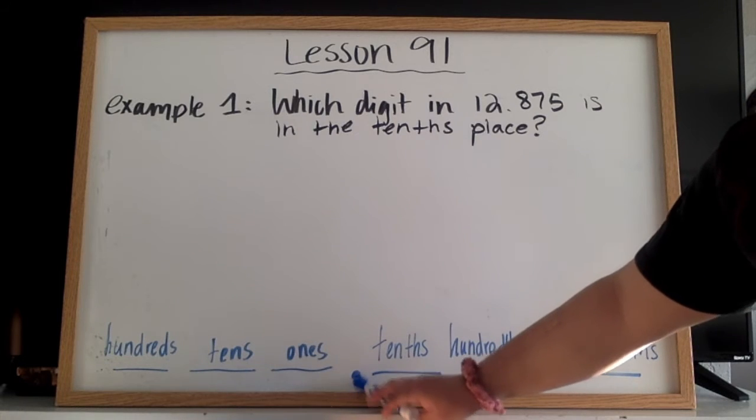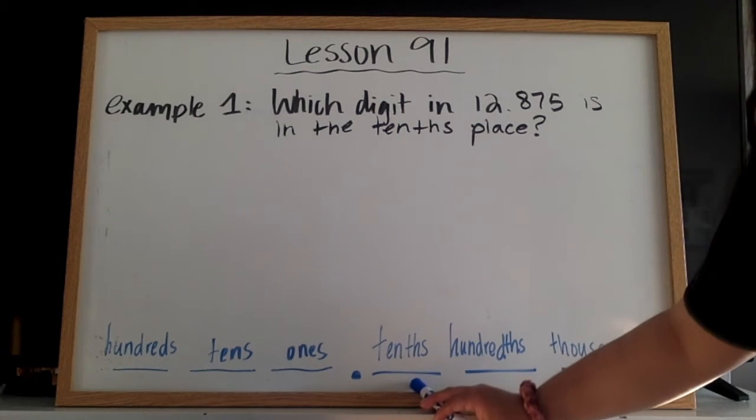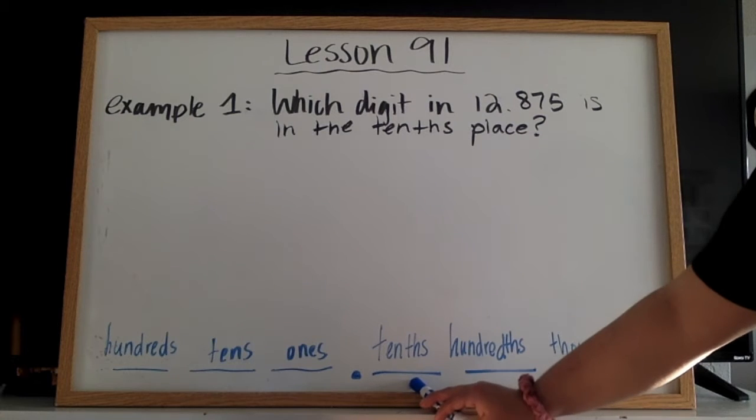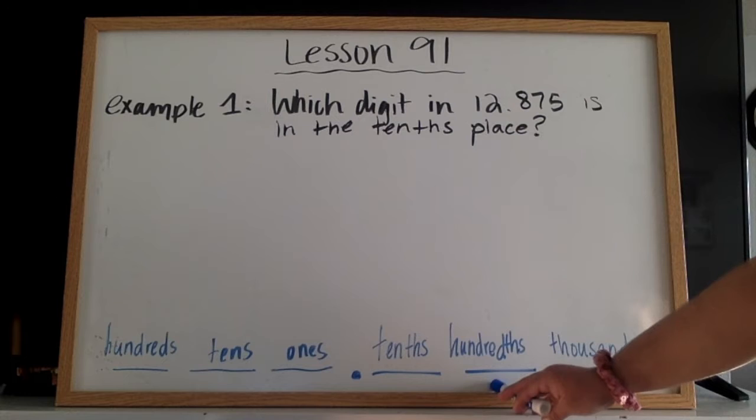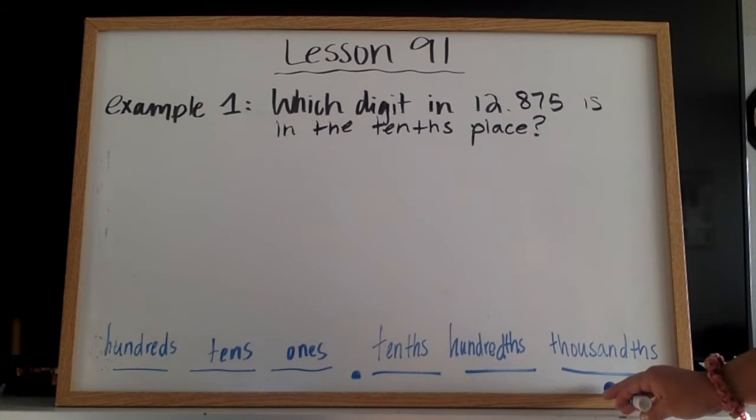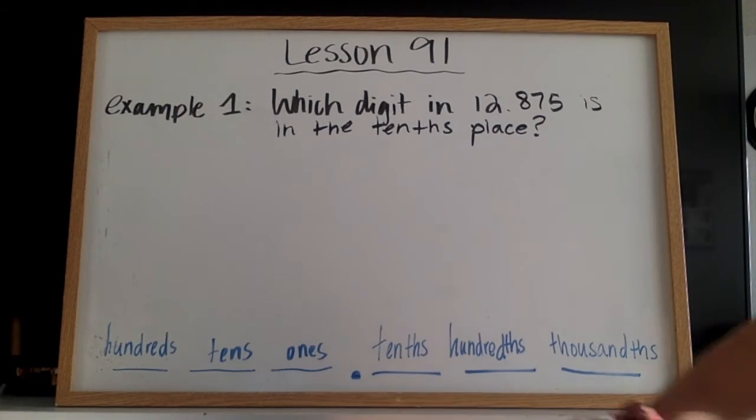So if you go 1 to the right of the decimal, that's your tenths place. You go to the right one more spot, that's your hundredths place. And then to the right one more time is your thousandths place. So I'm going to keep this down here as we answer our questions.